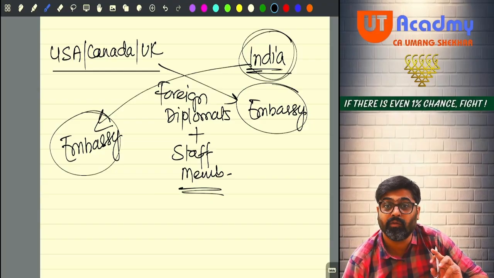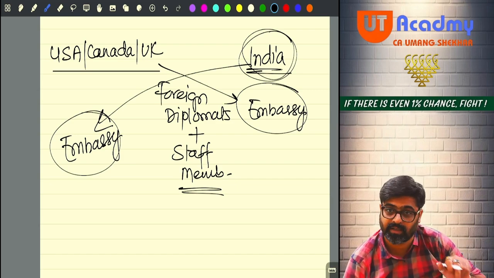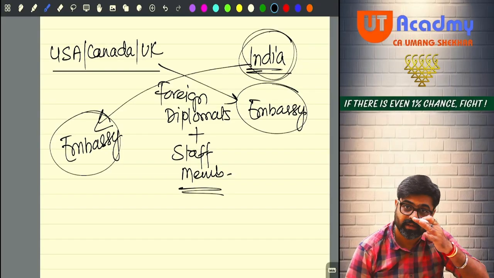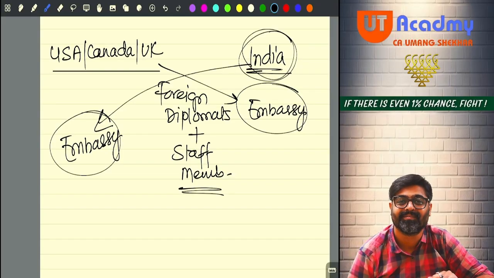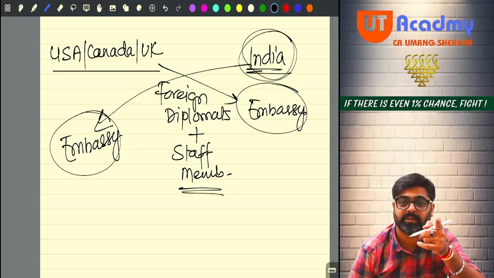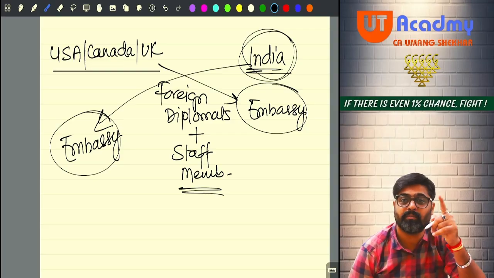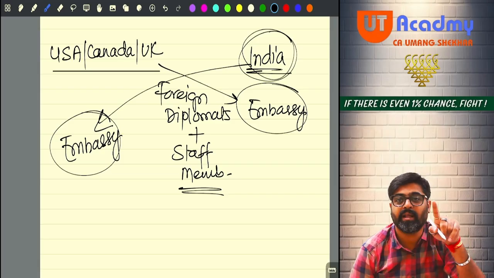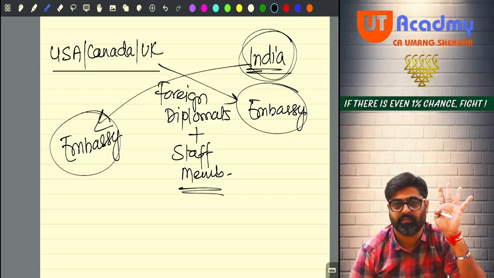Other than that, if you get engaged in any other business, profession or vocation in India, then also this salary will not be exempt. So you are not going to get engaged in any other business, profession or vocation in India. Only then your salary will be exempt. Salary of you and your staff members.